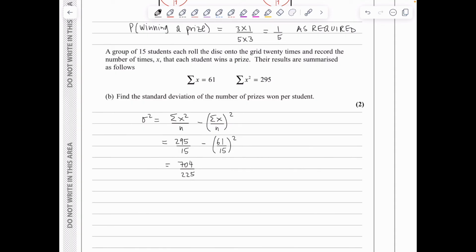We are being asked to find the standard deviation, so this is simply the square root of 704 over 225. We will be giving our answer correct to 3 significant figures, which is 1.77.